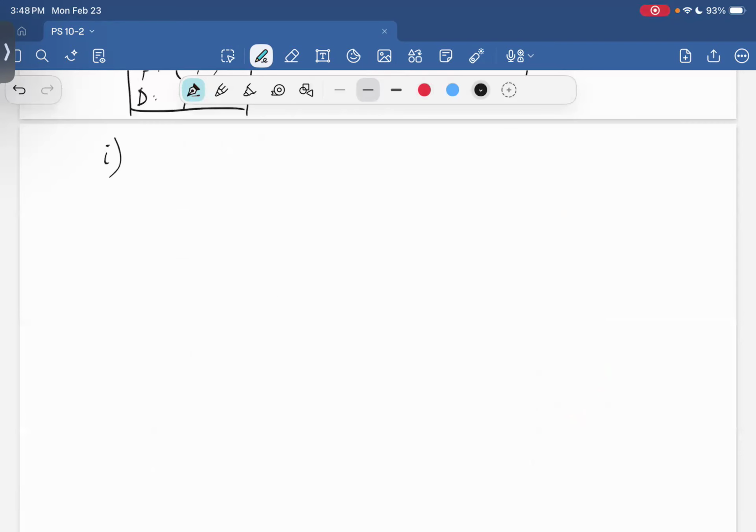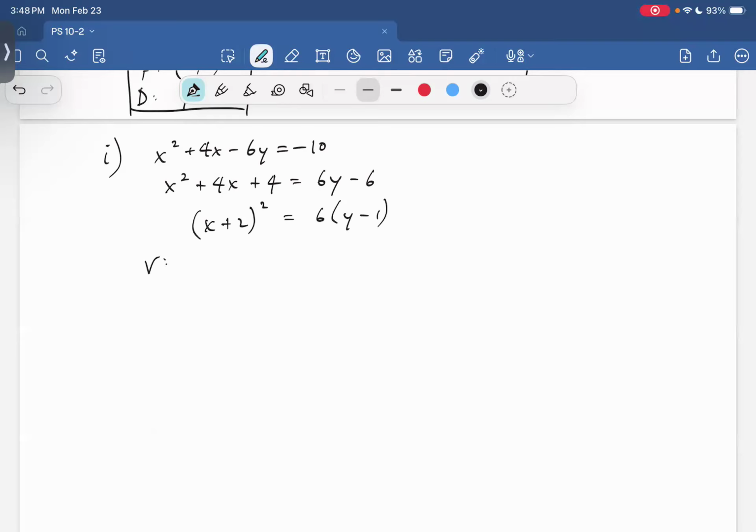Question I, x squared plus 4x minus 6y equals minus 10. I'm going to complete the square, bring the 6y to the other side. 6y minus 10 plus 4 is negative 6. So that leaves me with (x plus 2) squared equals 6 times (y minus 1). So the vertex is negative 2 comma 1. p is equal to 6 divided by 4, 3/2.